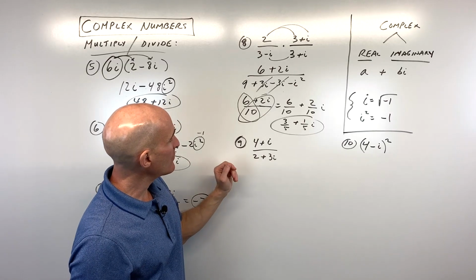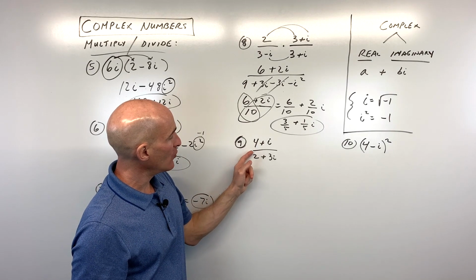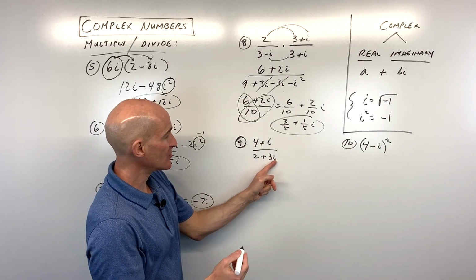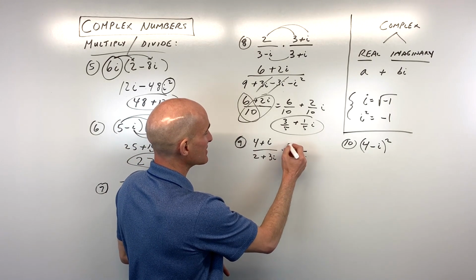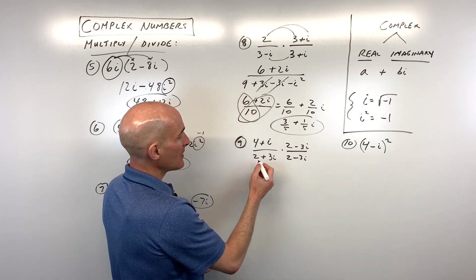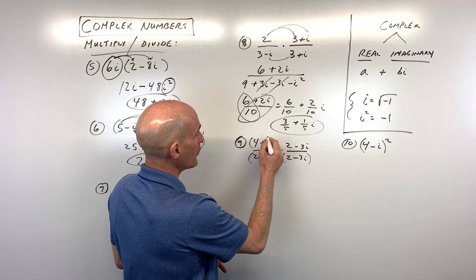Okay, for number 9, a little bit more challenging. See if you can do this one. Again, we have that i in the denominator, which is considered improper. So we're going to multiply by the complex conjugate, so 2 minus 3i. So here we're going to do some foiling.